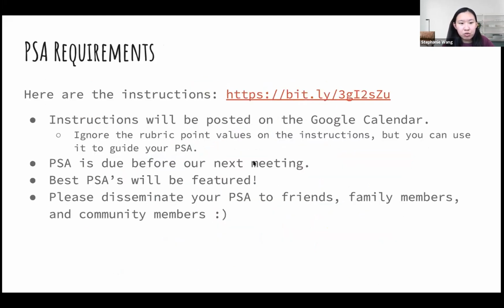Okay, so the PSA requirements, I already went over this. PSA is due before next meeting. Best PSAs will be featured, and please disseminate your PSAs to friends, family members, and community members so that they can learn more about those specific topics that you cover, such as reproductive ratio and things like that.